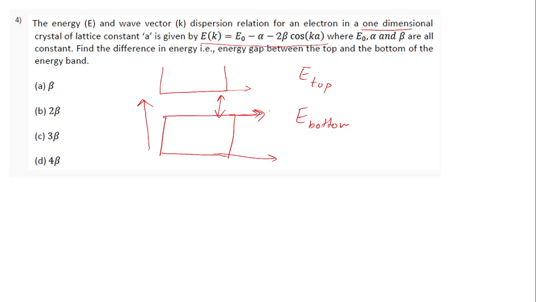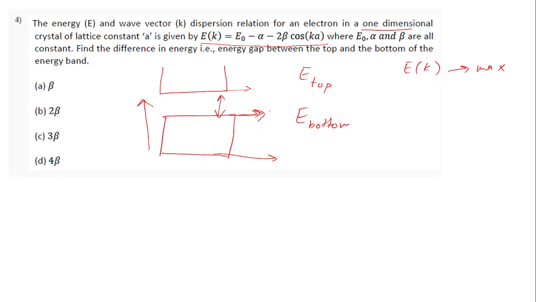E naught is constant, alpha is constant. The only thing that is variable is the cos expression. For Ek to be maximum, the energy expression that we have been given can become maximum when this value becomes minimum, because it's getting subtracted, right? So if this becomes minimum, then Ek will be maximum. I hope that makes sense. So when cos will be minimum, Ek will be maximum, and it will represent the top energy level of the energy band.